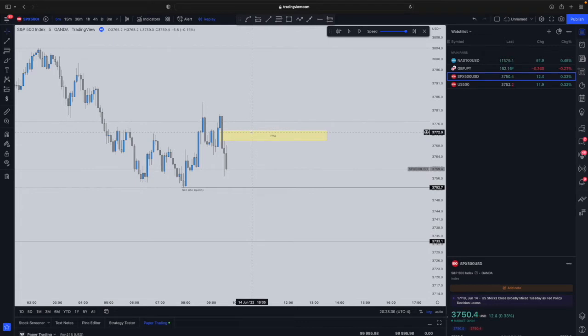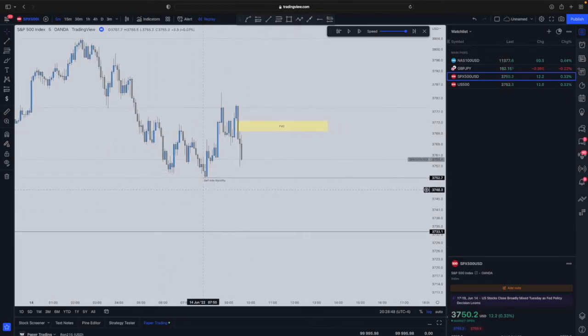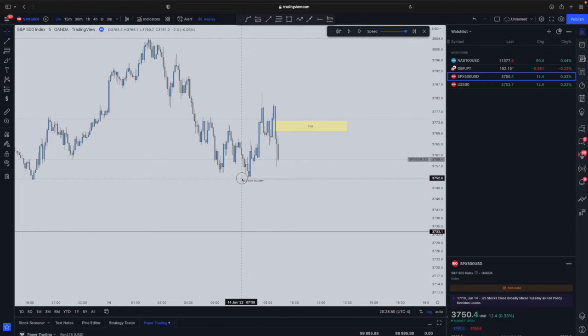So I like to see this low taken out first before I look for a retracement back into the fair value gap. And I'm going to show you screenshots at the beginning of the video to prove I sent the trade out beforehand, right before it happened. Like I said, I need to see sell side liquidity taken out. This is where liquidity is probably going to be pulled to, because these lows haven't been taken out yet.